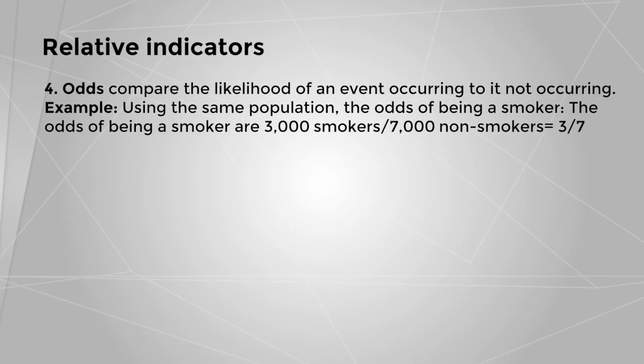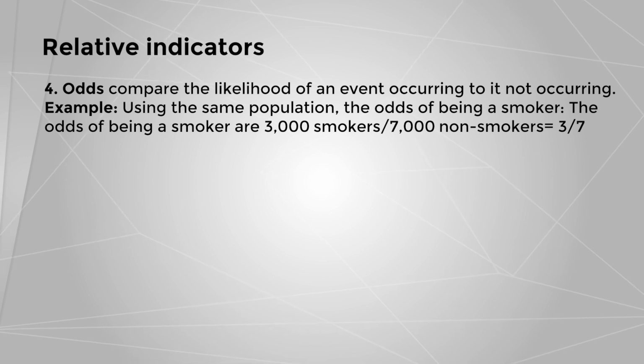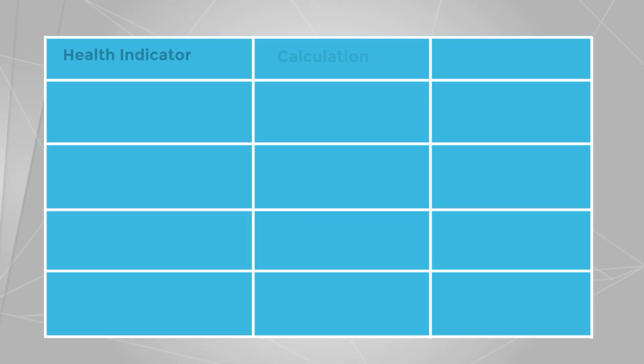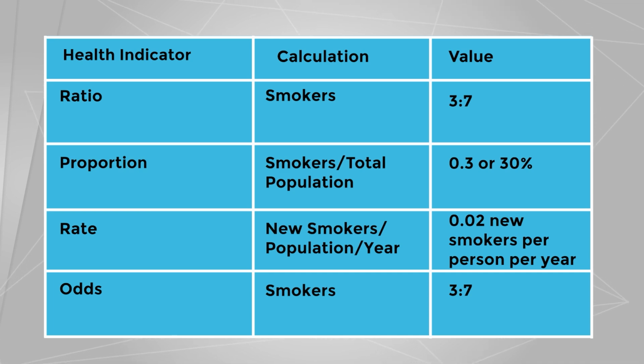Odds. Odds compare the likelihood of an event occurring to it not occurring. It is the ratio of the number of events to the number of non-events. For example, the odds of being a smoker are 3,000 smokers by 7,000 non-smokers, which is 3 by 7. These metrics are helpful in public health to understand the extent of health issues, the distribution of health events, and to plan interventions effectively.